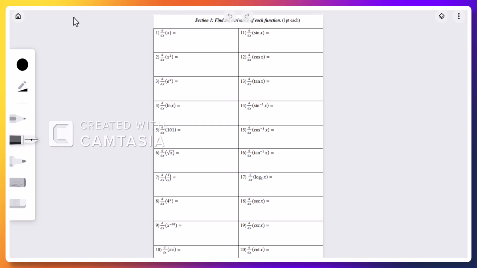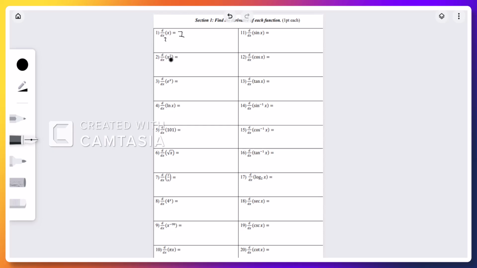Hello, today we're doing section 1, page 2, exam 2. These are derivatives for this section. So the derivative of x. First, we want to start off with, since x is a variable and there's no other constants in front of it, it's going to be 1.